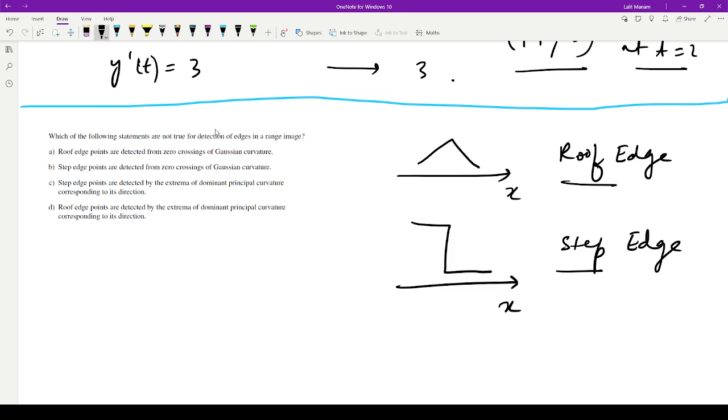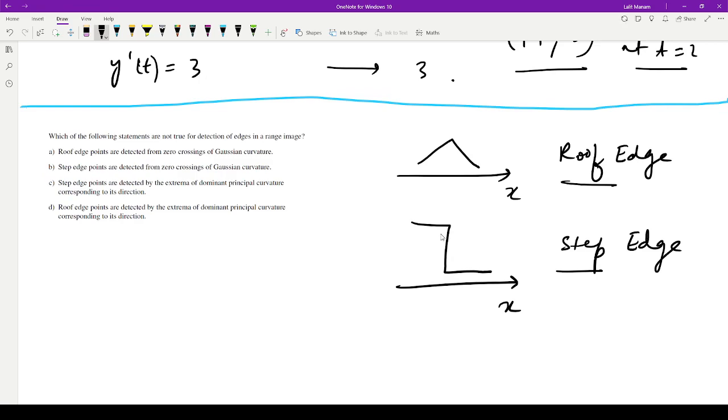So what do we need to check first? Okay, we'll first check the statements. Roof edge points are detected from zero crossings of the Gaussian curvature. Yes or no? Okay, which one of roof or step edge is determined from zero crossings? Given these two graphs, it should be very intuitive. Roof. Why? Because there is some corner over there.